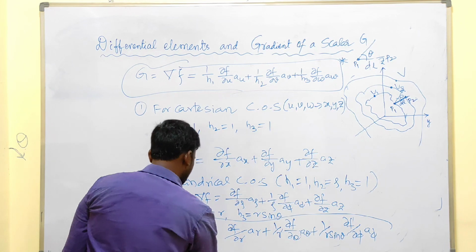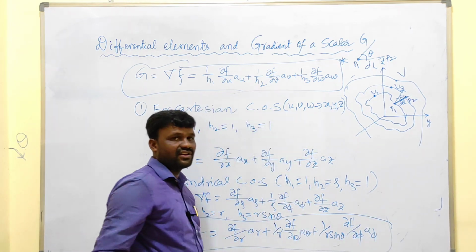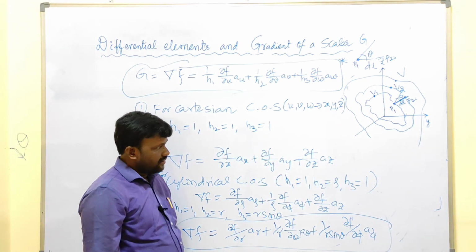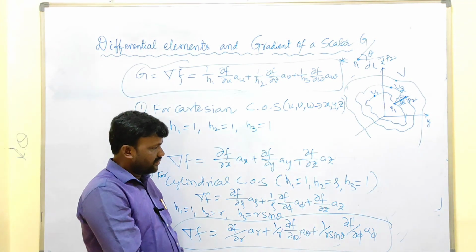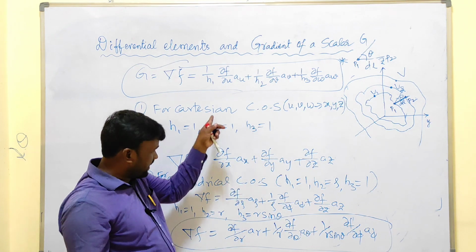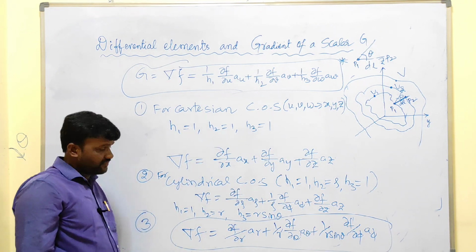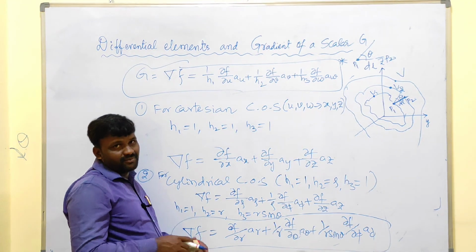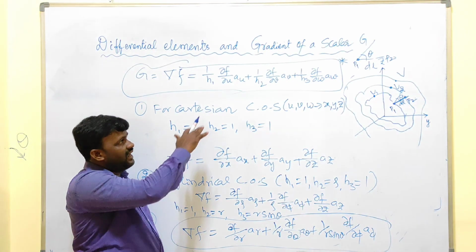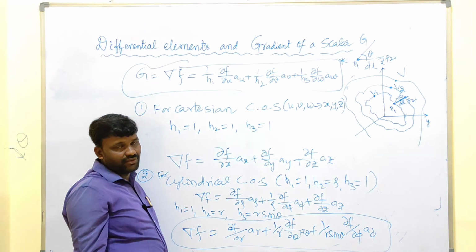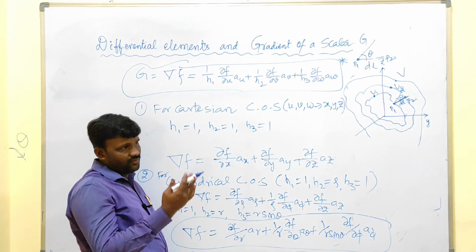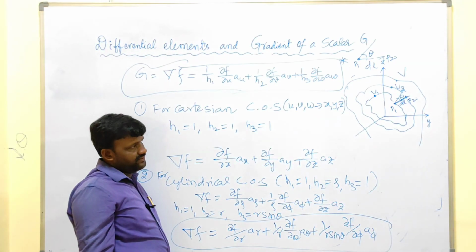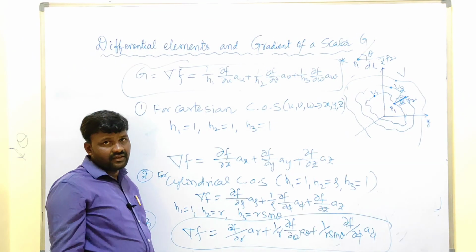Of course, we discussed gradient, divergence and curl in one lecture. I also uploaded that lecture on YouTube, but here I discussed it because in that lecture we had some noise problem, so that's why here I wrote the gradient formula in different coordinate systems. Of course, we can write divergence and curl by using h1, h2, h3.